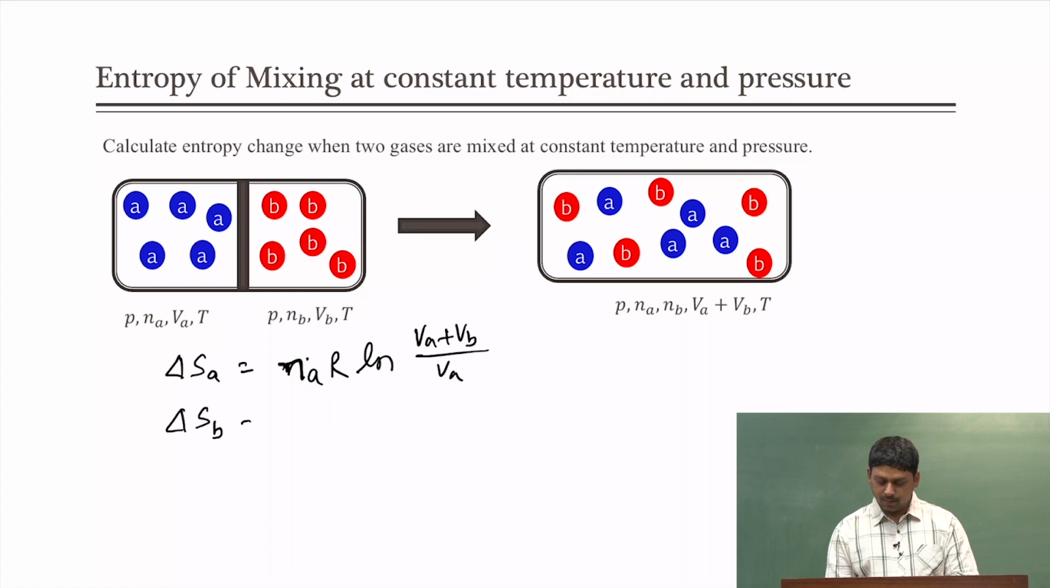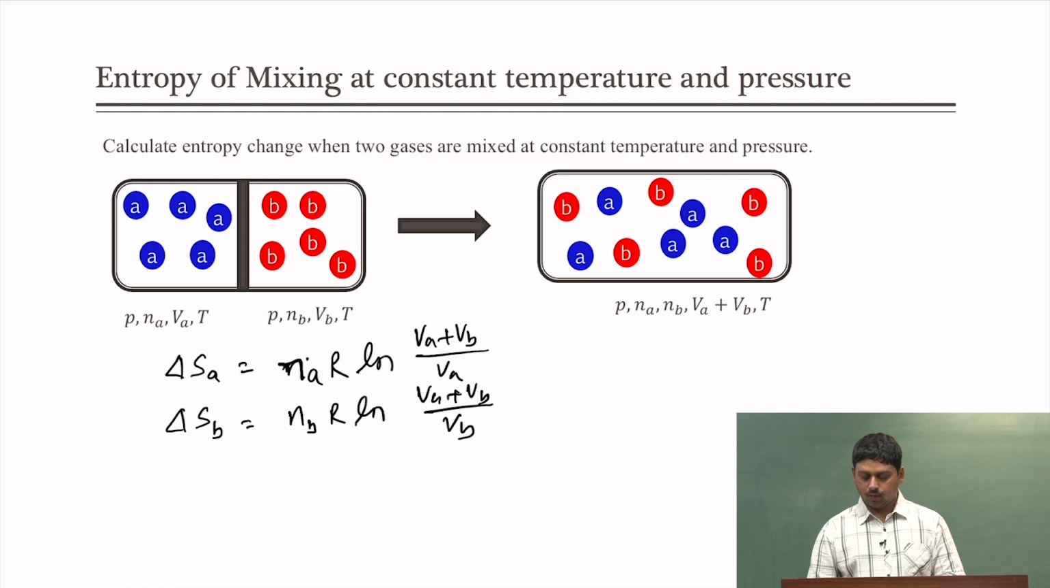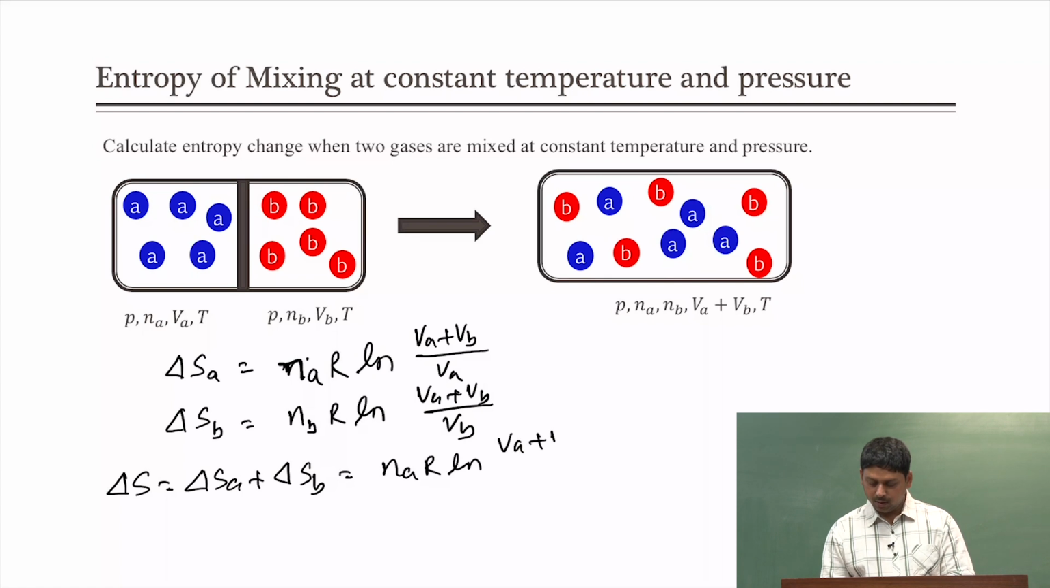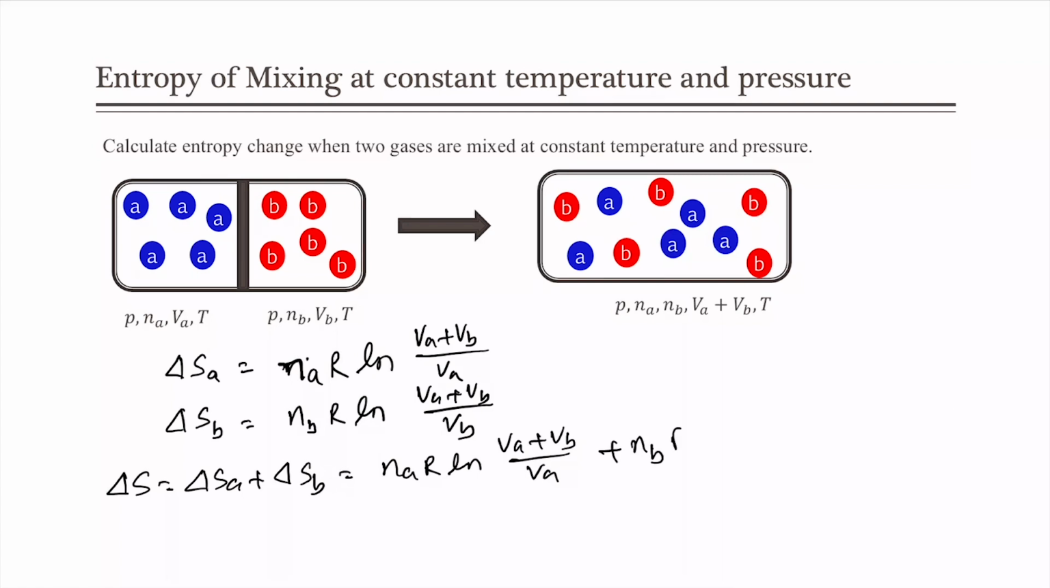Change in entropy for B is n_B R ln((V_A + V_B)/V_B). We can call that overall volume V also. So the total change in entropy will be ΔS_A plus ΔS_B, giving us n_A R ln((V_A + V_B)/V_A) + n_B R ln((V_A + V_B)/V_B).